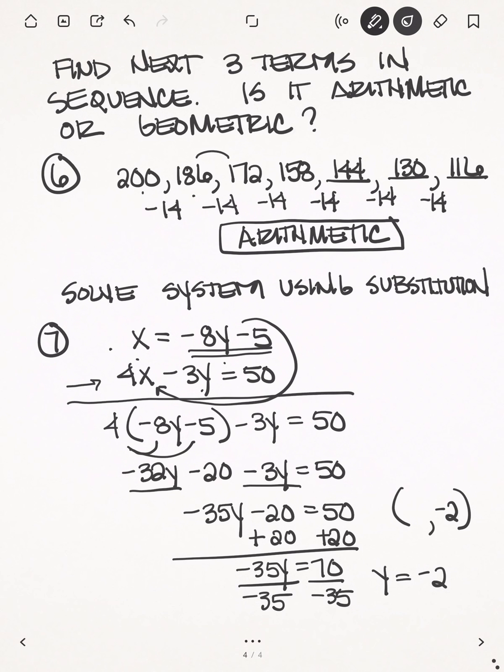Now it's easy to find the x value because you see this equation right here is already solved for x. So let's plug in negative 2 to this y right here. We have x equals negative 8 times y, which is negative 2, minus 5. Go ahead and simplify that. We get negative 8 times negative 2 is 16. And 16 minus 5 is 11. So we get the point 11, negative 2.